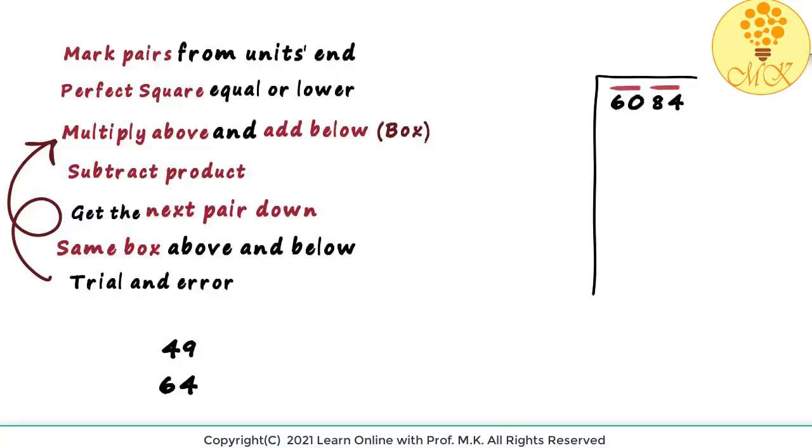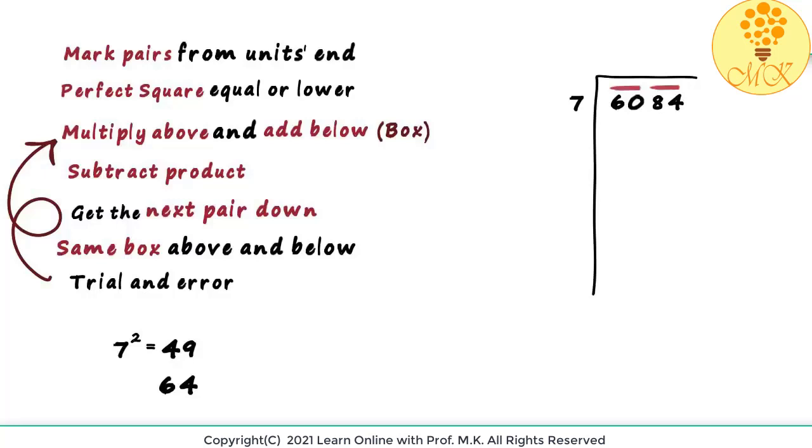And we have to write the square root of this perfect square here. We know that 7 squared is 49, and hence we write a 7 here. You should know that finding the first number is the most important step of this process. If we go wrong here, then the rest of it will definitely be wrong.